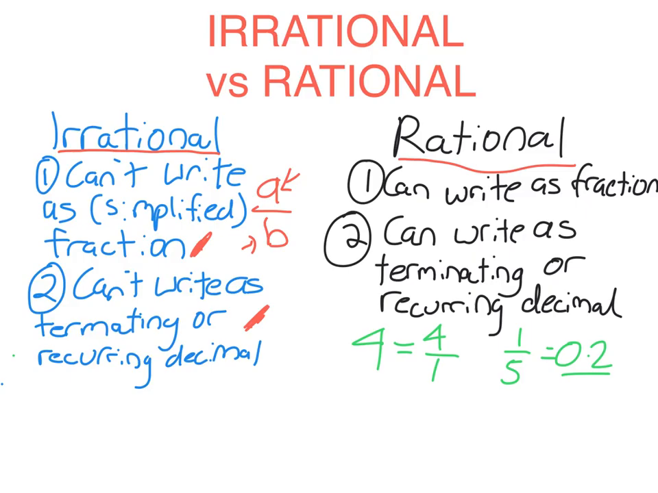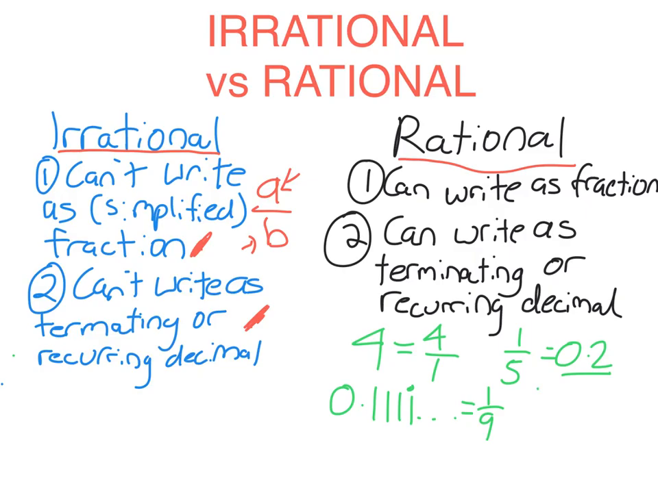Recurring decimals mean that the numbers after the decimal point go on forever, but there's a pattern to them. So, for example, the number 0.11111 and so on, the 1 goes on forever. That is rational because it's a recurring decimal, but if it can be written as a recurring decimal, then it can be written as a fraction. So this is actually just 1 over 9, okay?